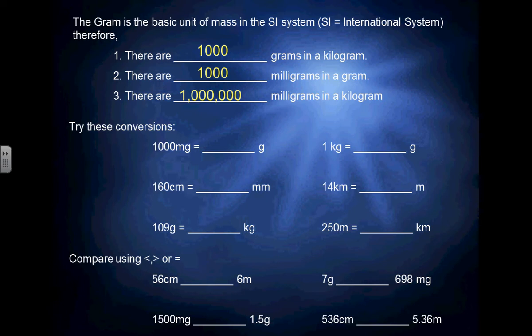All right, so let's do some conversions. 1,000 milligrams equals 1 gram. 1 kilogram equals 1,000 grams. 160 centimeters.